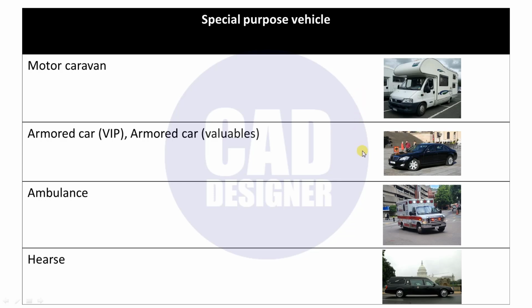Then for VIP persons, there are bulletproof cars. They come under the special purpose vehicle. Then the ambulance has different features. It is special purpose, to save a person's life. There are different arrangements done in that vehicle, so they come under special purpose vehicle. Then this one is to carry the dead body of a person. So this comes under the special purpose vehicle.